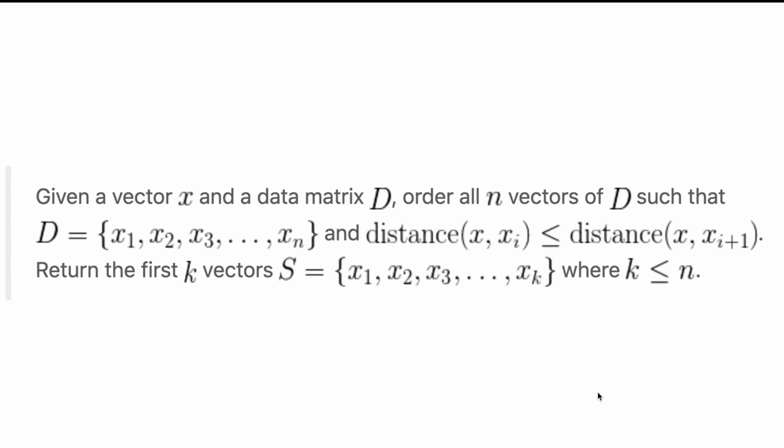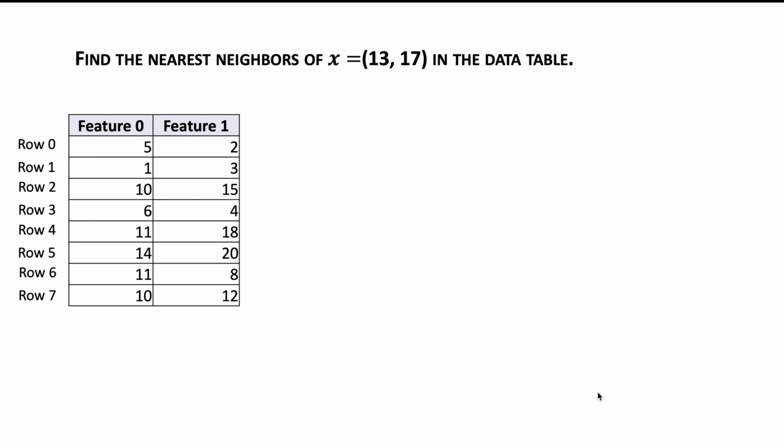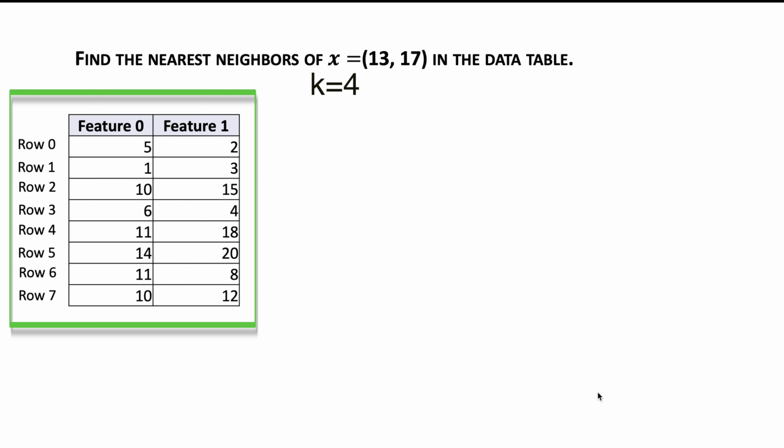Let us take a look at an example. The table on the left side of the following figure has 8 rows or objects and 2 columns or features. A point x equals, let's say, 13, 17 is provided. This point 13, 17 is the given point against which we will compute the nearest neighbors. Let us assume that we are attempting to find 4 nearest neighbors of x from this data table.